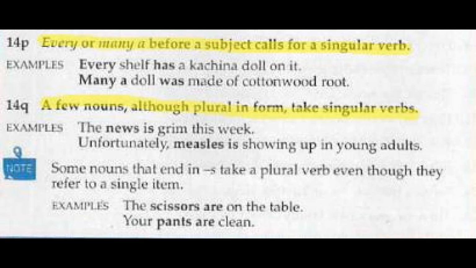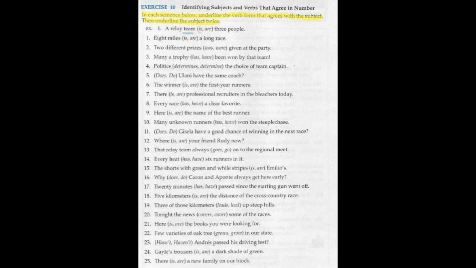All right. Now if you'll turn to page 184, you'll see exercise 10, and I would like for you to follow the instructions as written. In each sentence below, underline the verb, the predicate form that agrees with the subject. Then underline the subject twice. Let's look at the example. A relay team is 3 people. So you've underlined team twice because it's the subject, and is the predicate because that's the correct agreement with team.